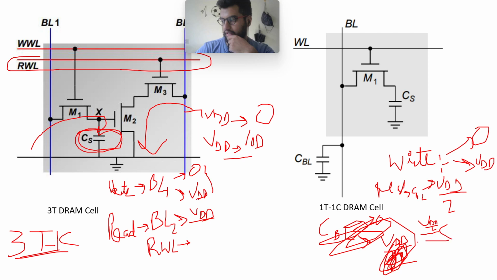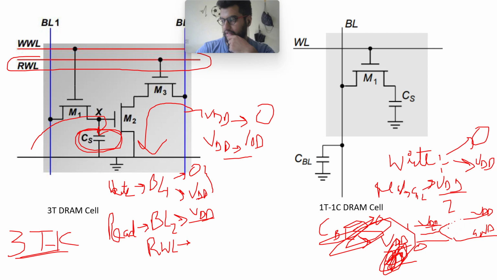This is for the case where 0 was stored, and this is for the case where 1 was stored. But to drive these two values to VDD and ground, a sense amp is used here. So a sense amp is a necessity in the 1T1C structure.